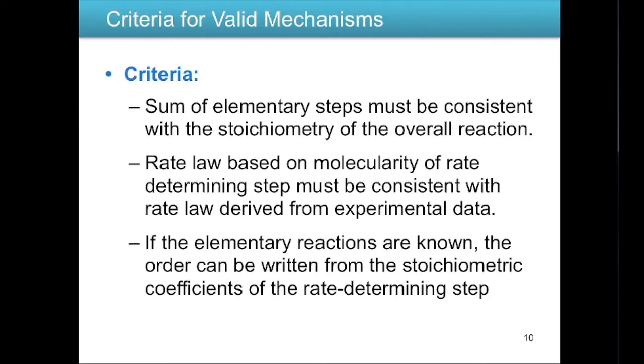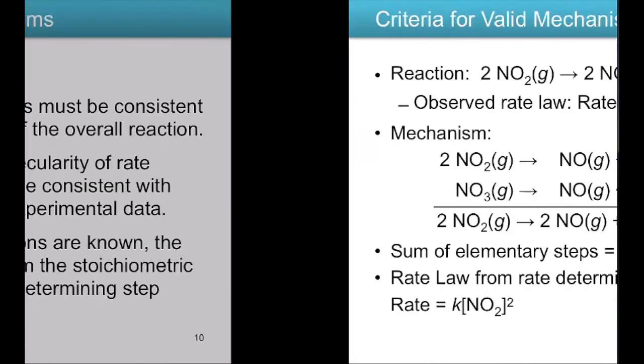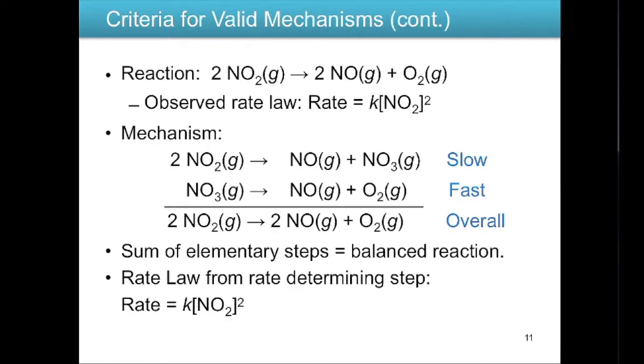And as I've stated before, if the elementary reactions are known, the reaction order, which is again the exponents in the rate law, can be written directly from the stoichiometric coefficients of the rate determining step. So let's look at this particular reaction here. We have 2 NO2 producing 2 NOs and 1 O2. We have the observed rate law. Rate equals K times the concentration of NO2 squared. And we have a mechanism where we're told that step 1 is slow, step 2 is fast, and we're also given the overall reaction. So is this a valid mechanism?